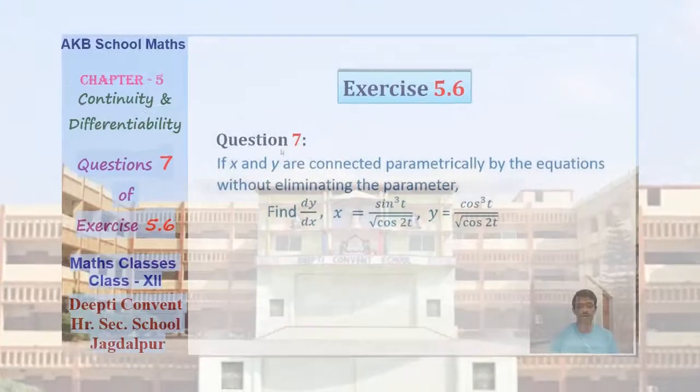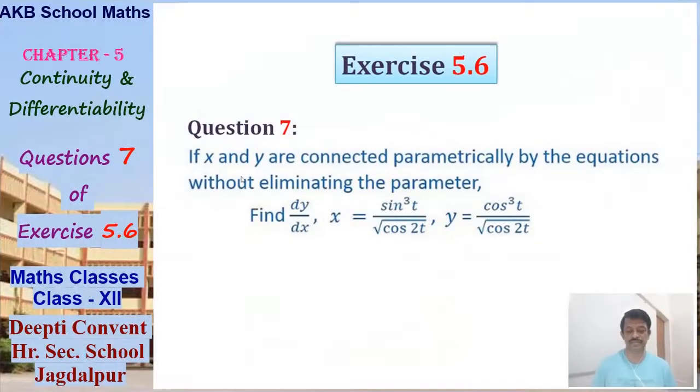Question 7 of exercise 5.6. If x and y are connected parametrically by the equation without eliminating the parameters, find dy by dx, x equal to this, y equal to this. Here the given functions are in parametric form. That is, the values of x and y are given in terms of t. Here t is the parameter, and we have to find the value of dy by dx. So let us solve.